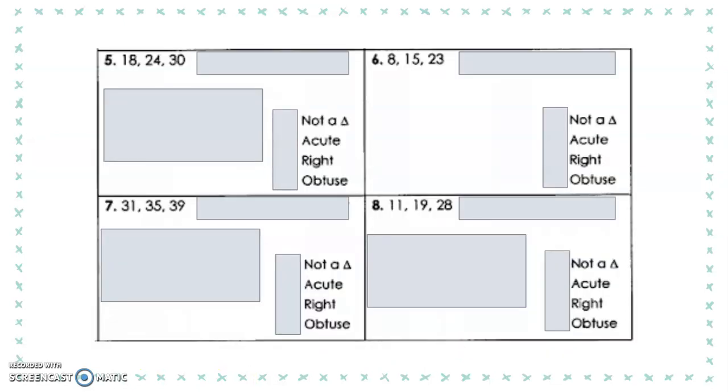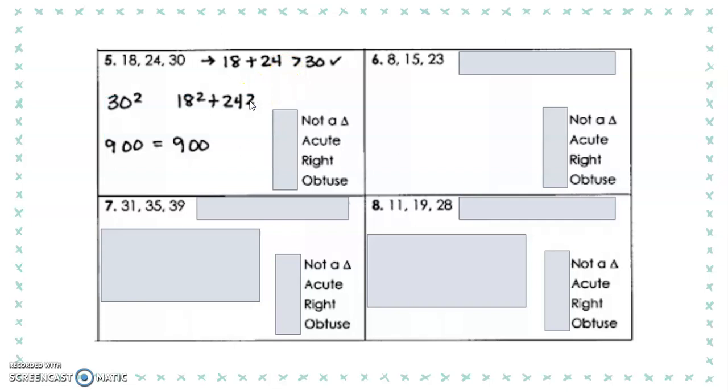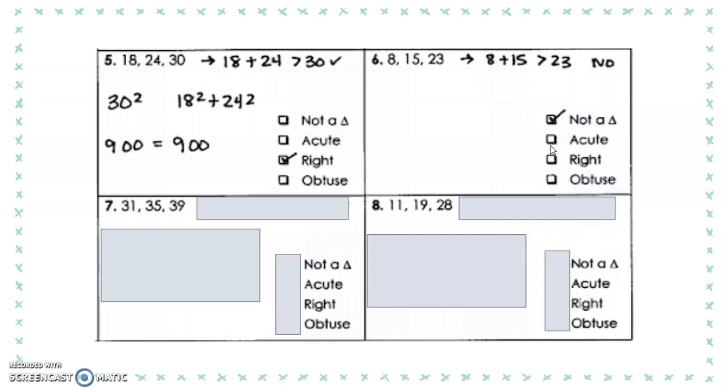We're going to do a couple more examples. For number 5, again, starting with that triangle inequality theorem, 18 plus 24 is greater than 30, so I can keep going. I'm going to do 30 squared on one side and 18 squared plus 24 squared on the other. In this case, the two sides are equal to each other. Remember, if it's equal, then that forms a right triangle. Number 6, starting with our triangle inequality theorem, we see that 18 plus 5 is not greater than 23. So again, we're allowed to stop and just say that there is no triangle formed.